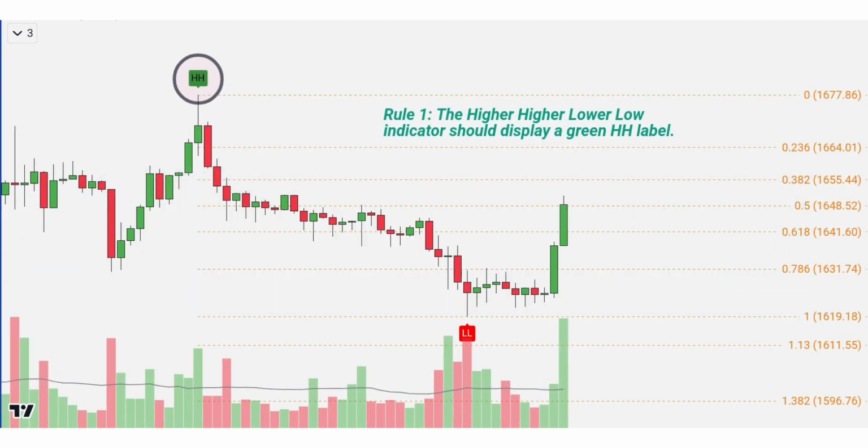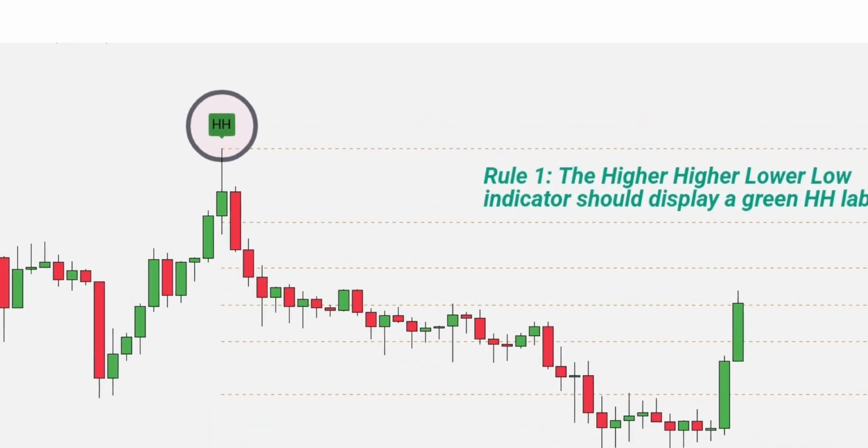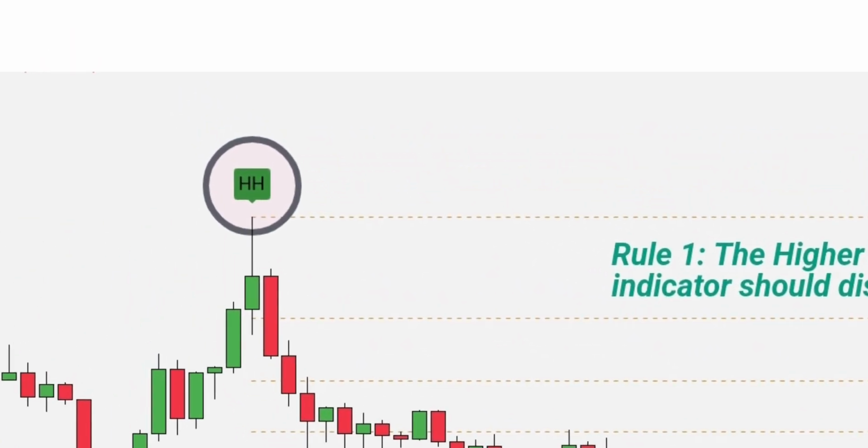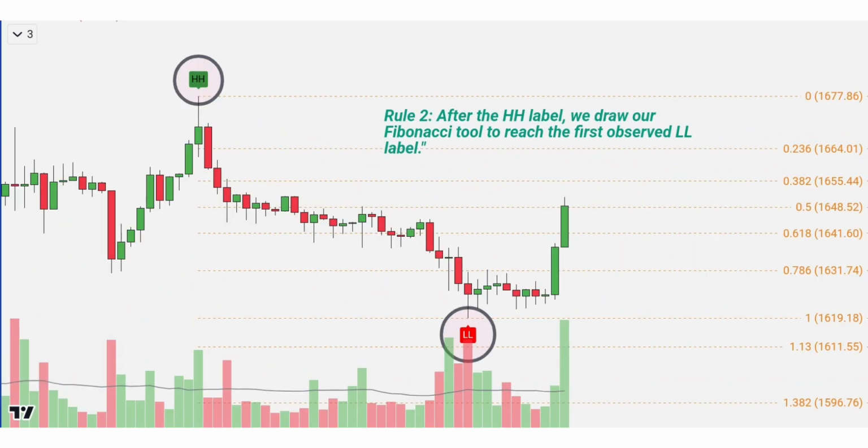Rule 1. The higher lower low indicator should display a green HH label. Rule 2. After the HH label, we draw our Fibonacci tool to reach the first observed LL label.